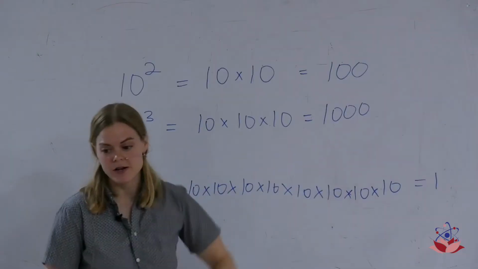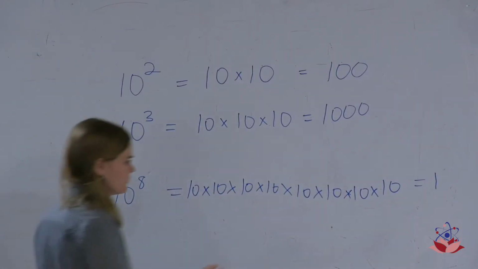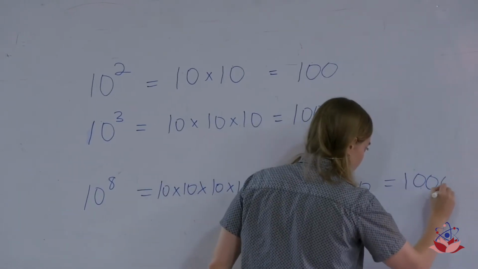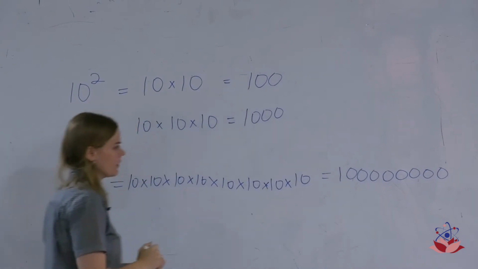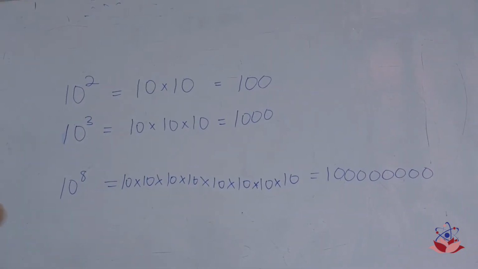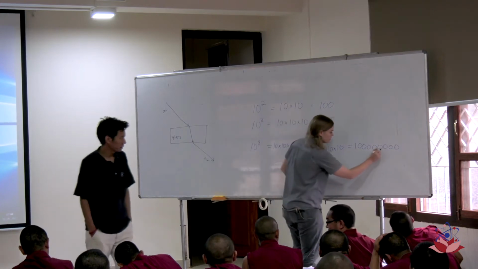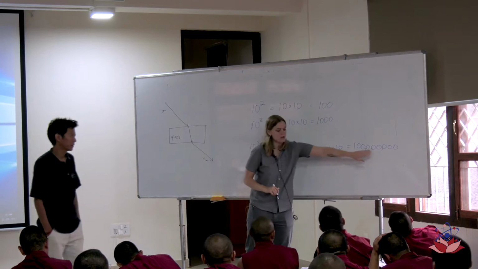So how many zeros should I have? 8. Whew. Okay. Big number. So this is 100 million.